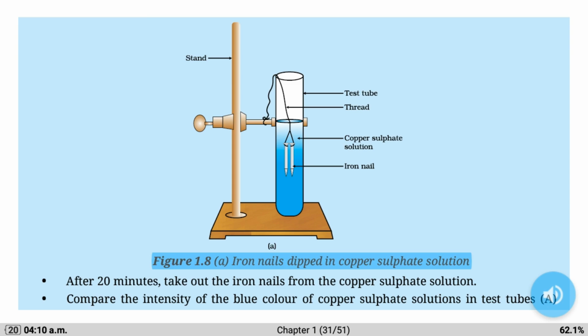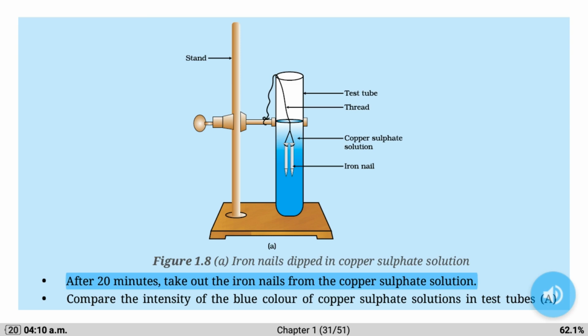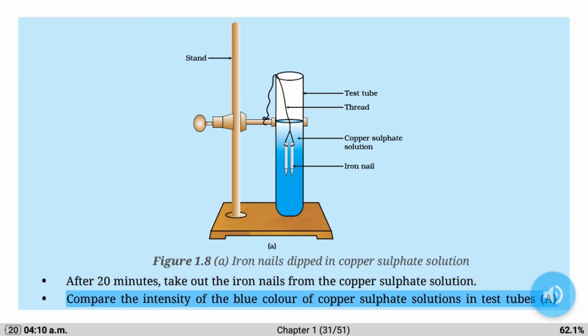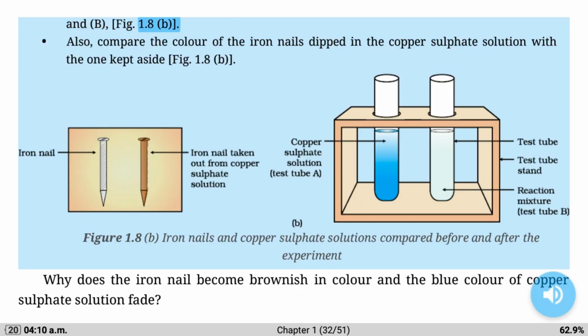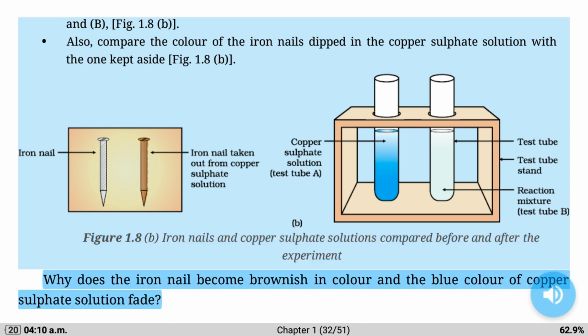Figure 1.8. Iron nails dipped in copper sulphate solution. After 20 minutes, take out the iron nails from the copper sulphate solution. Compare the intensity of the blue color of copper sulphate solutions in test tubes A and B. Fig. 1.8b. Also, compare the color of the iron nails dipped in the copper sulphate solution with the one kept aside. Figure 1.8b. Iron nails and copper sulphate solutions compared before and after the experiment. Why does the iron nail become brownish in color and the blue color of copper sulphate solution fade?